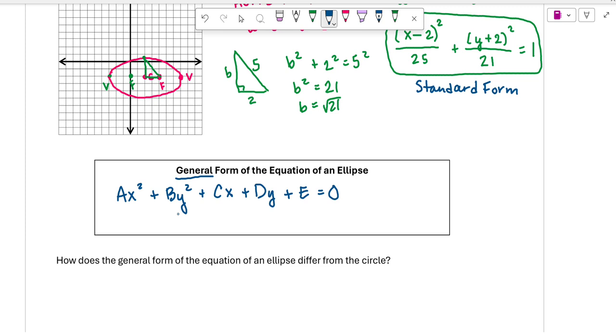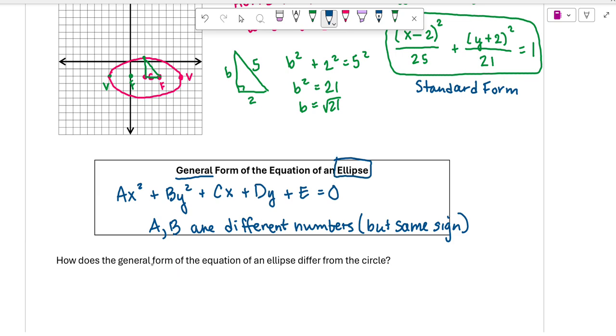So for example, for the ellipse, the thing that makes it different than a circle is that A and B are different numbers, but they do have to be the same sign. Usually they'll both be positive, but technically they could both be negative and it would still be an ellipse. And then we are going to look at when one is positive and one is negative next time. So that is what makes an ellipse.